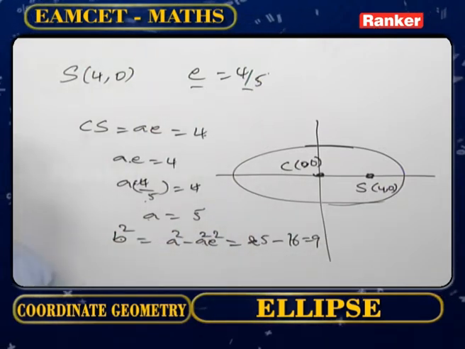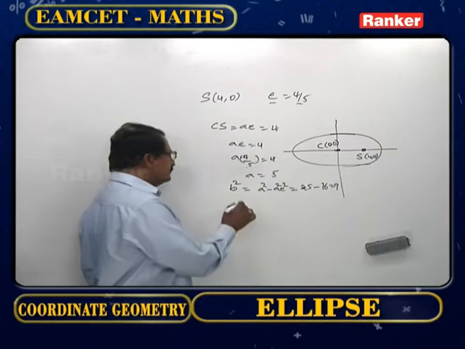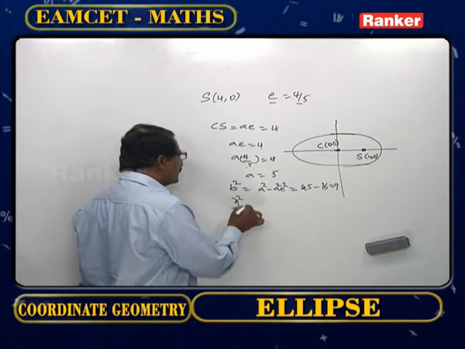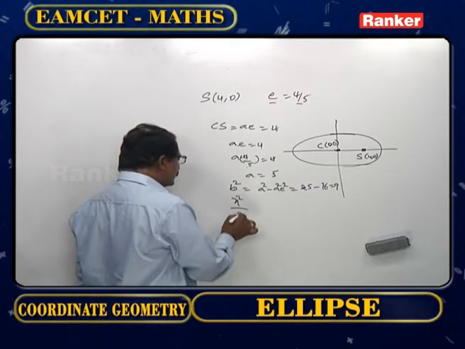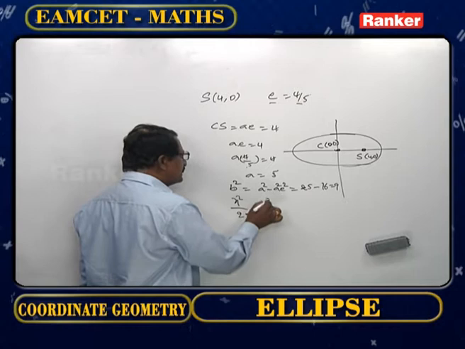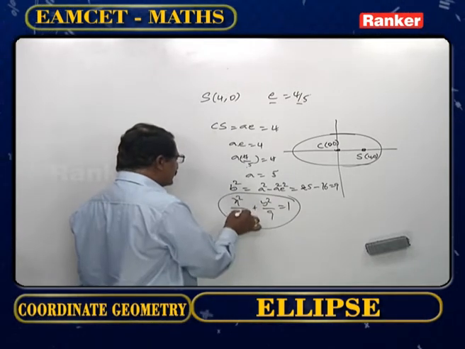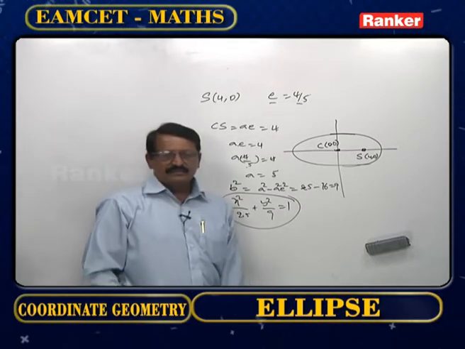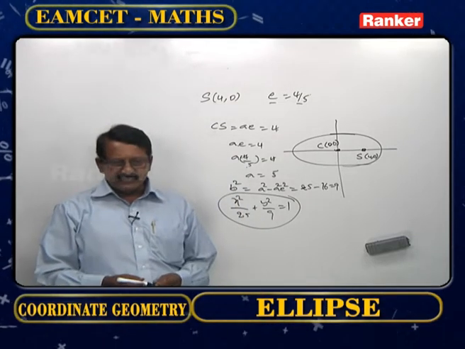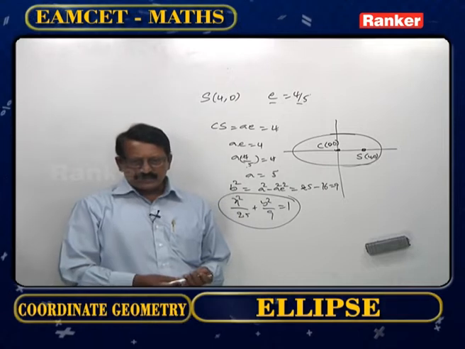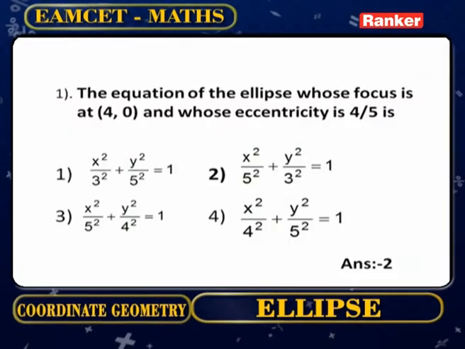Now the required equation of the ellipse in the standard form, x square by a square, that is 25, plus y square by b square, 9, equals 1. So x square by 25 plus y square by 9 equals 1 is the required equation of the ellipse. The second option, x square by 5 square plus y square by 3 square, or x square by 25 plus y square by 9 equals 1, is the correct one.